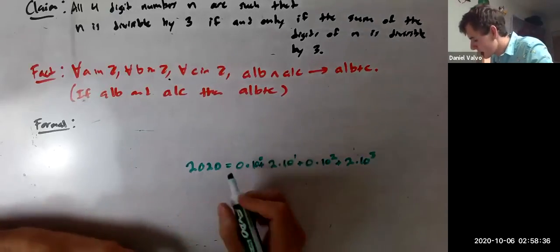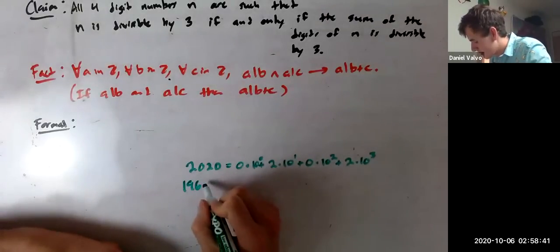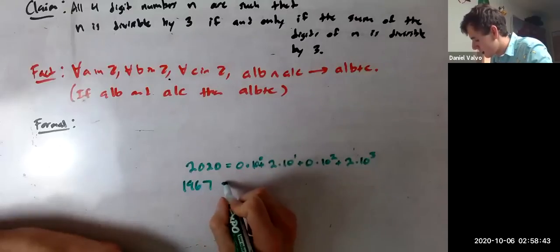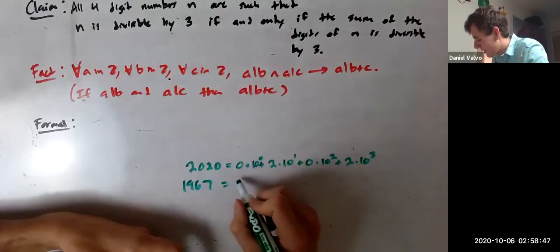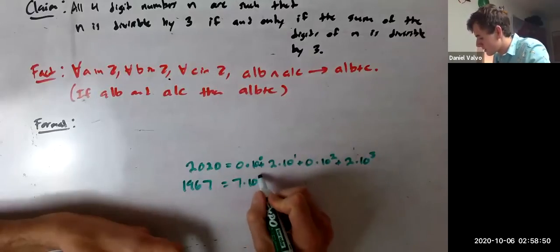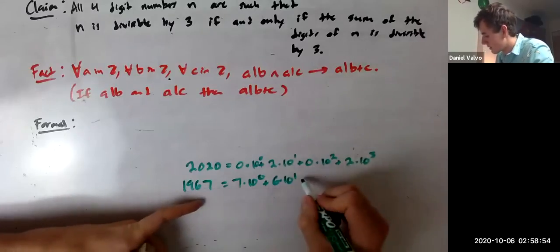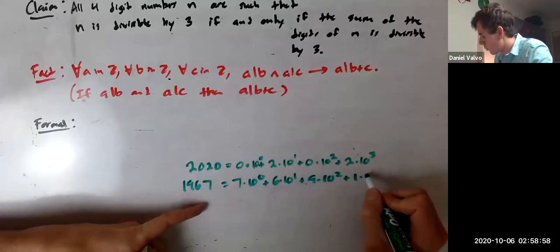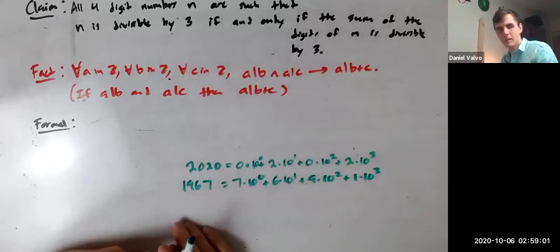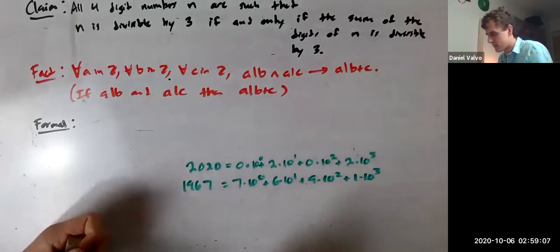So, just to give you another example, 1967. I don't know why. I have no idea what happened that year. But that would be 7 ones, so 7 times 10 to the 0, plus 6 tens, plus 9 hundreds, plus 1 thousands. So the point is, this is what digits really mean. It can be written this way.